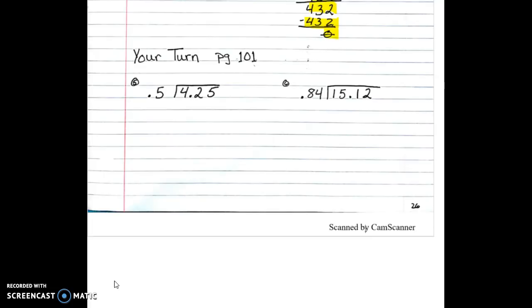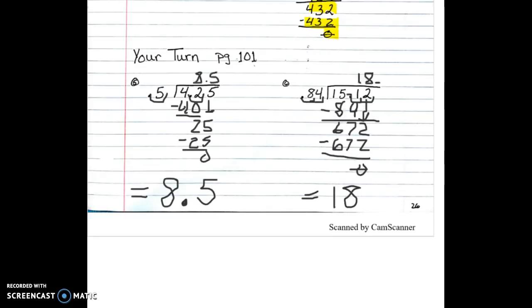I want you to pause here and work this out. Once you've worked it out, press play and the answers will appear, and then pause the video again to double check your answers. So the answer to number 5 was 8 5/10. That is 8.5. And the answer to number 6 was 18, the whole number 18. If you need to take a look at the work, please pause the video now.